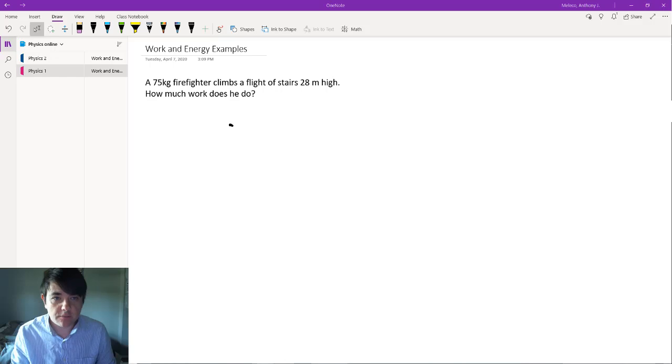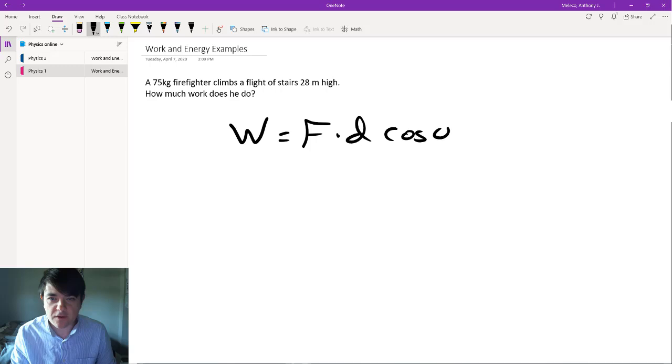Because work equals force times distance times cosine of theta, where theta is the angle between them. So he's going to go 28 meters high. That will be our distance, so that's not an issue. But now we need to figure out the force, and then we need to figure out the angle between them.